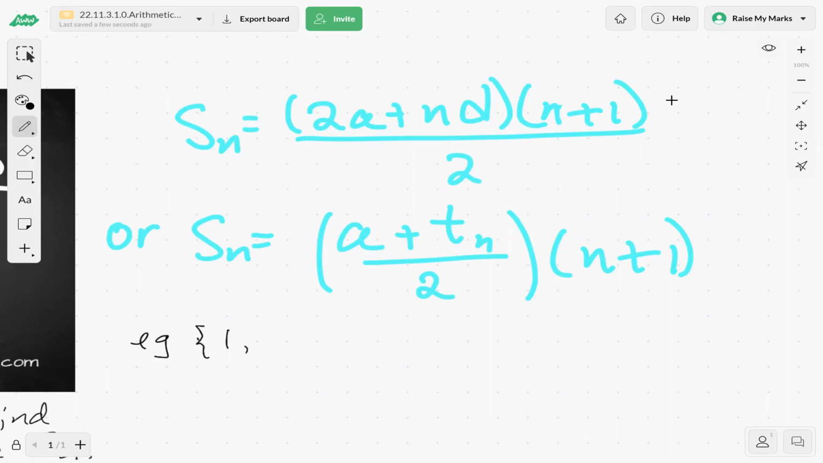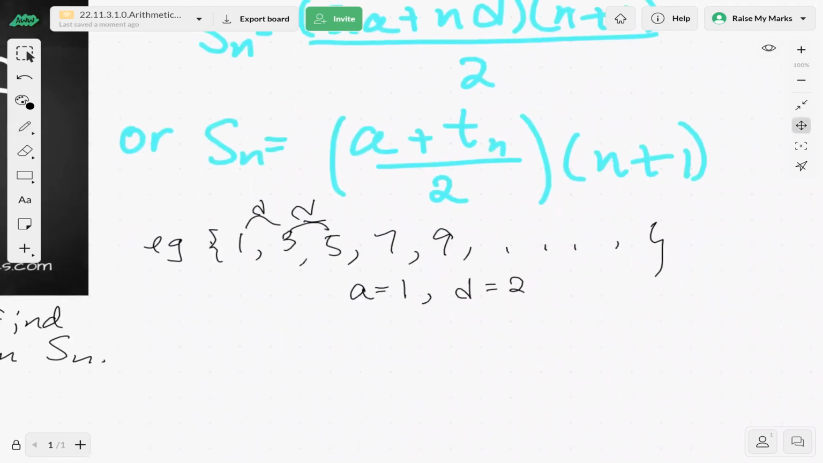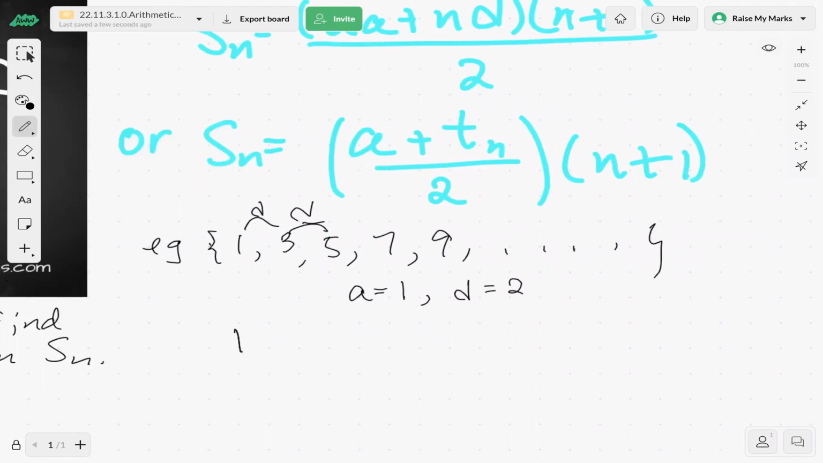For example, 1, 3, 5, 7, 9. An arithmetic sequence is a sequence where you're adding a constant value to the previous term. So in this case, our initial term is 1, and our common difference between each term, or d, is 2. So this is an arithmetic sequence. An arithmetic series is when we take the sum of this sequence.